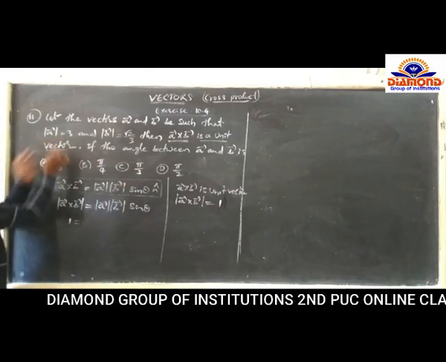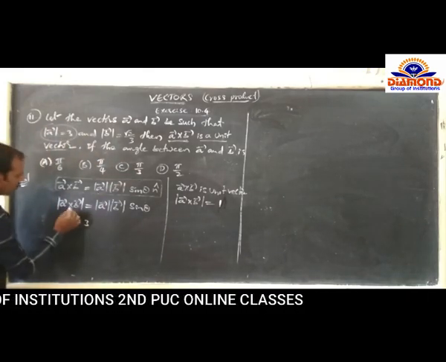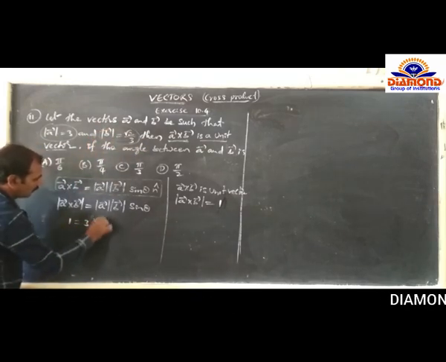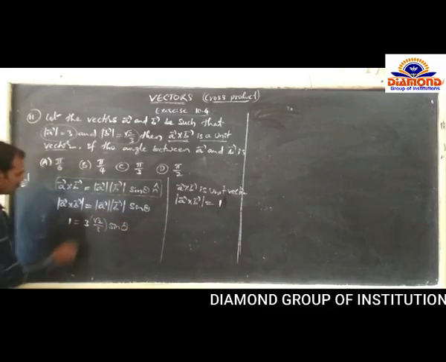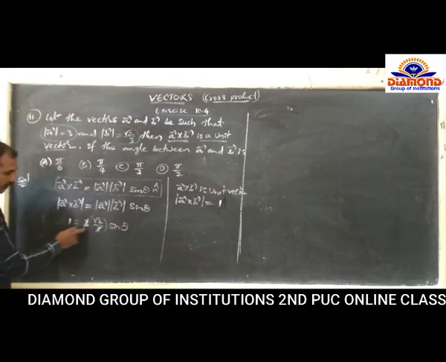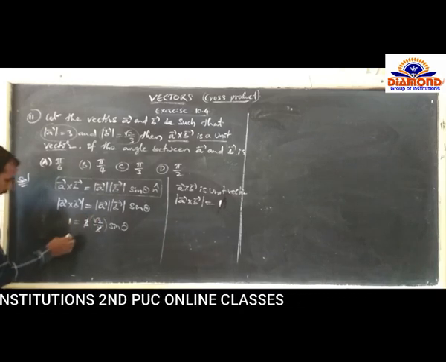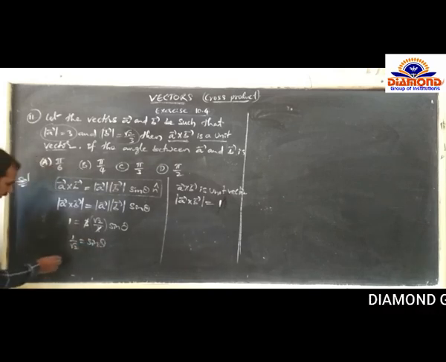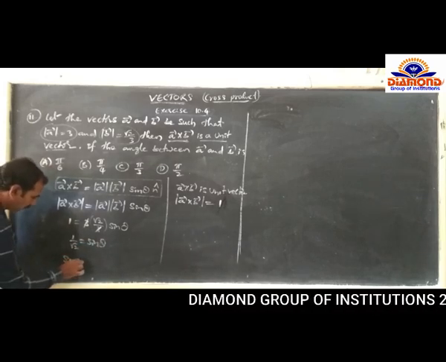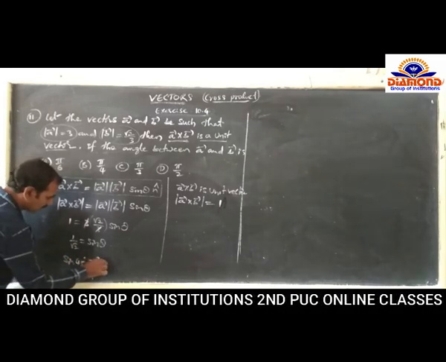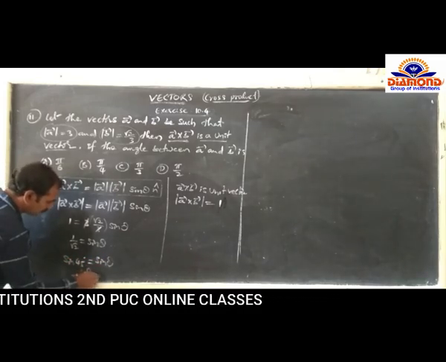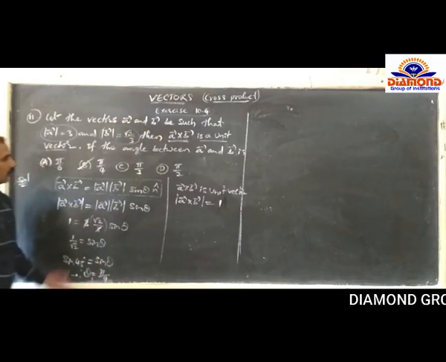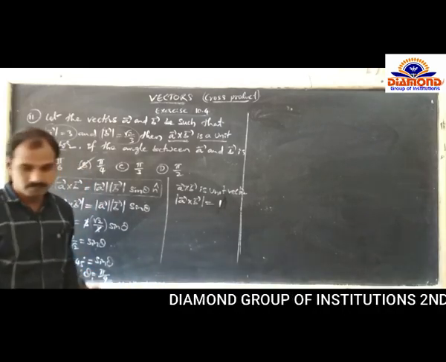the magnitude of A, which is 3, the magnitude of B, root 2 by 3, and sin theta. The 3 cancels. The root 2 you take to this side. So 1 by root 2 equals sin theta. Sin 45 degrees equals sin theta. Therefore theta equals pi by 4. 45 degrees is pi by 4. So option B is your answer. So simple.